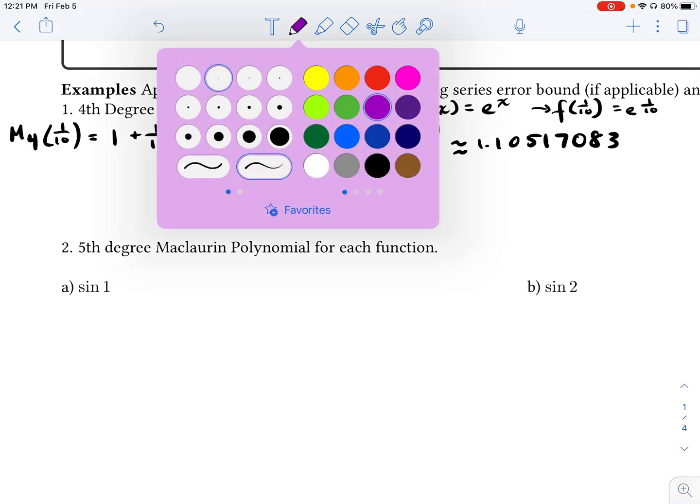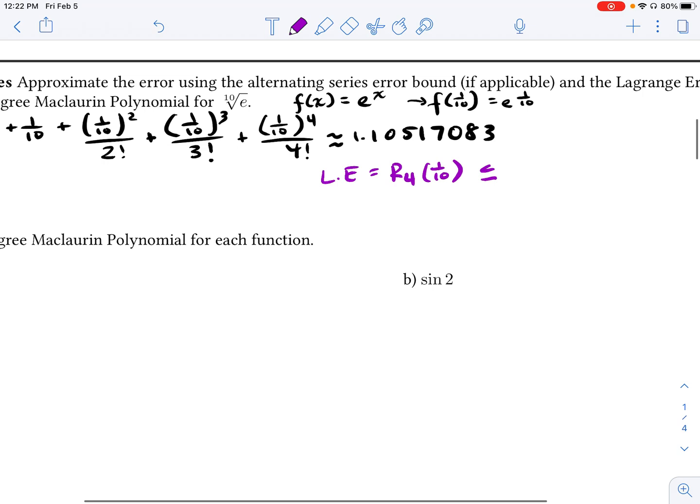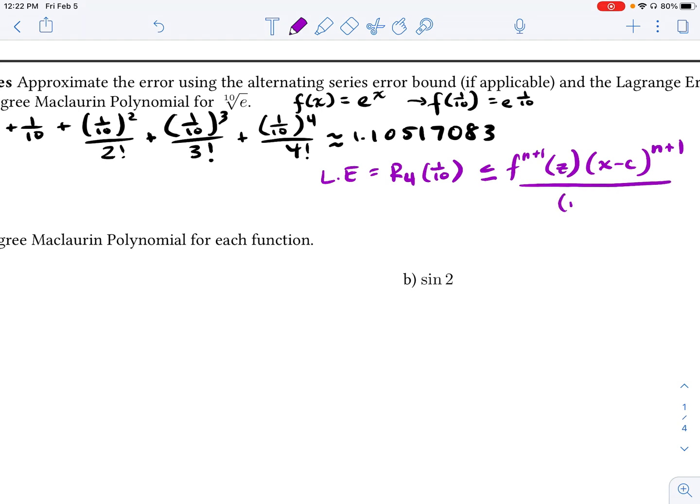And let me just write this in a separate color so we know what we're starting to build. So we would say that our Lagrange error also can be written as the remainder after the first 4 terms evaluated at 1/10. And we know that this Lagrange error is going to be less than or equal to the following. And if we review the structure, it's the maximum value of the n plus 1 order derivative evaluated at some value z. Again, if you're not sure what z is, watch my previous video on this, times x minus c to the n plus 1 power, all of this over n plus 1 factorial.